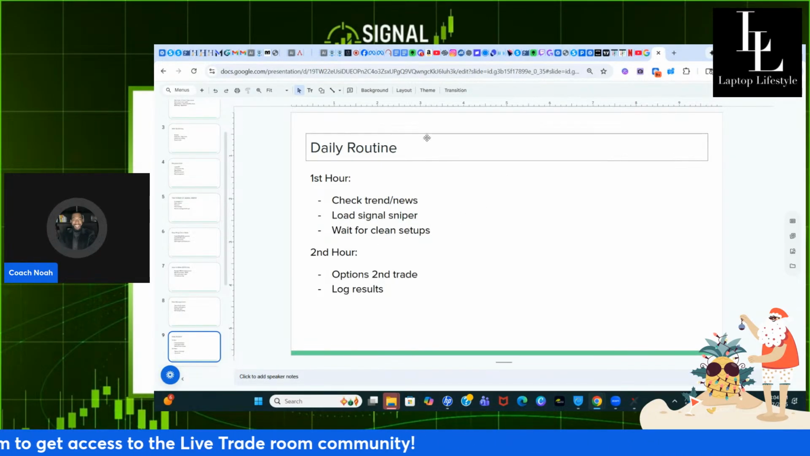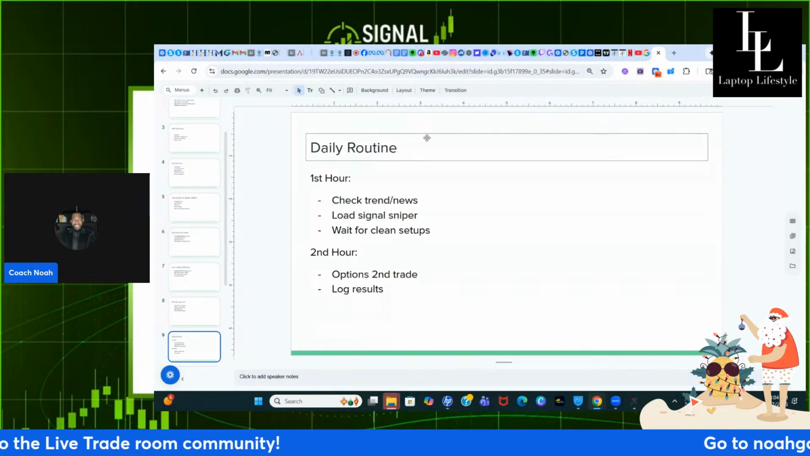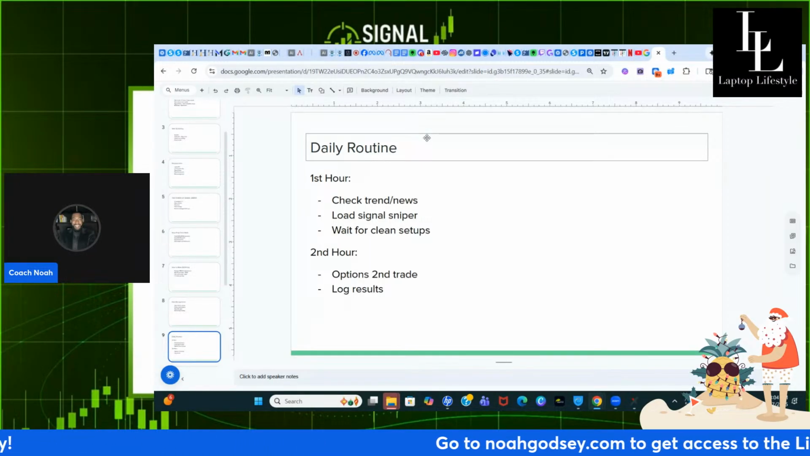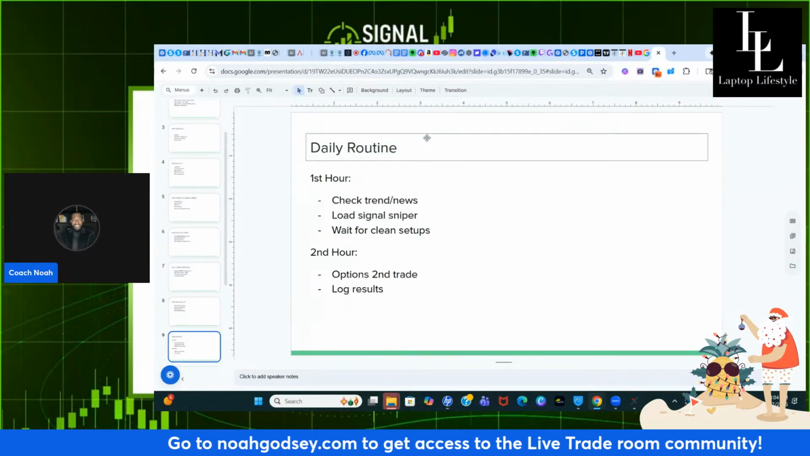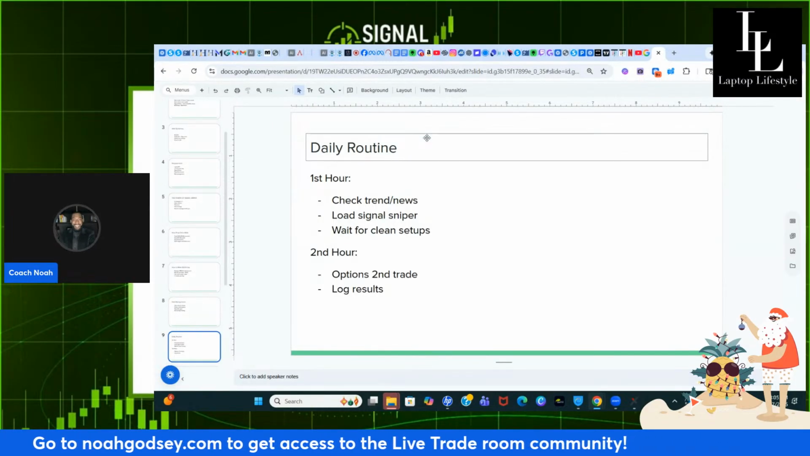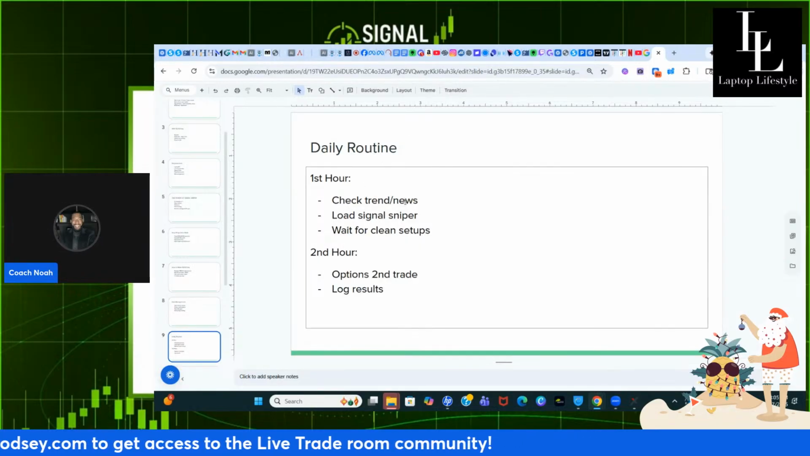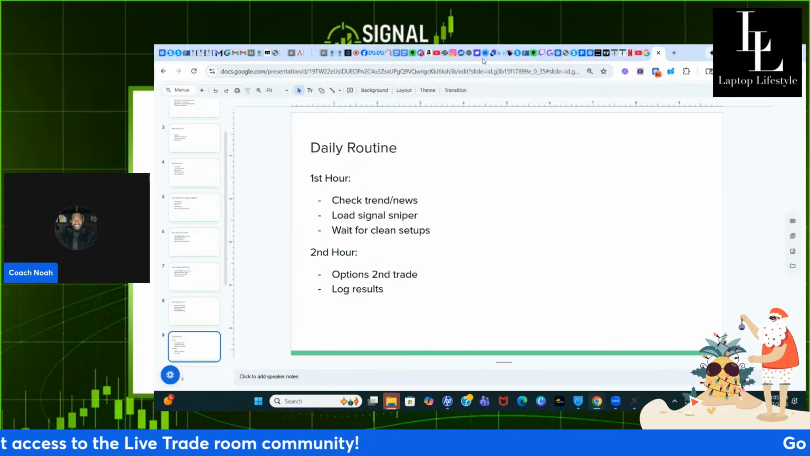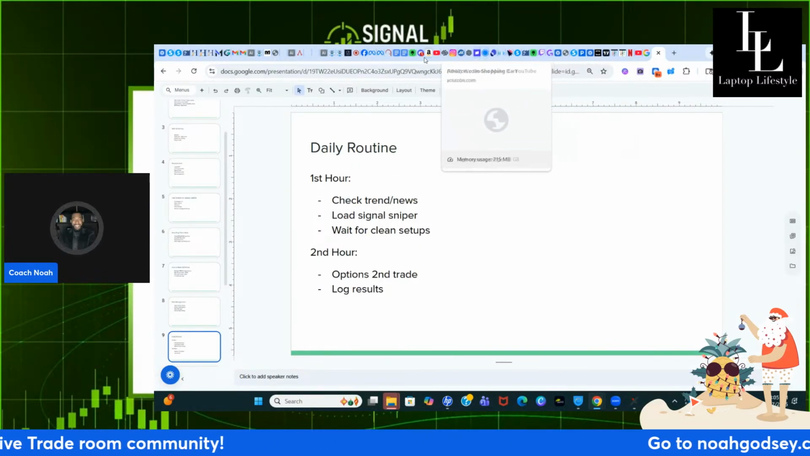Okay, so our routine is going to look like this here. 9 a.m. Eastern time, I'm going to be live trading Wednesday, Thursday. There's also other coaches inside the Discord. But yeah, so the daily routine, first hour, we're going to jump on, do our own analysis, check the news. So we always want to come over here, the Forex Factory.